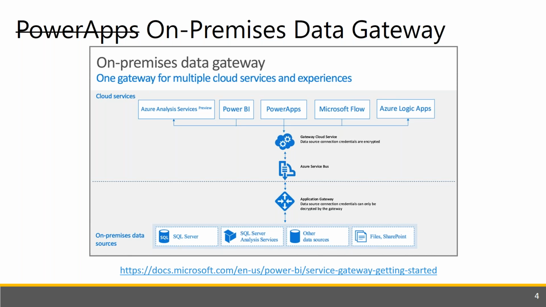I got this off Microsoft's documentation, and I provided the URL here for you guys to review later on. Essentially, they have this Azure Service Bus that your gateway plugs into, and it provides the availability for you to make data on-prem available to a wide variety of these different products. More particularly, what I'm looking for is BI, PowerApps, and Flow.